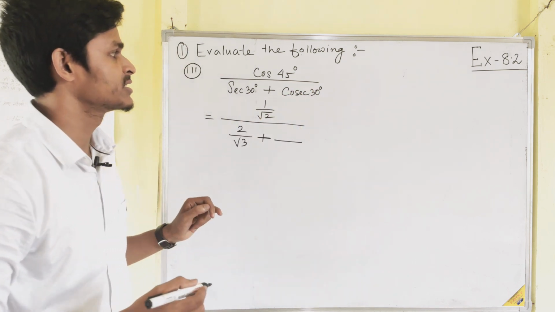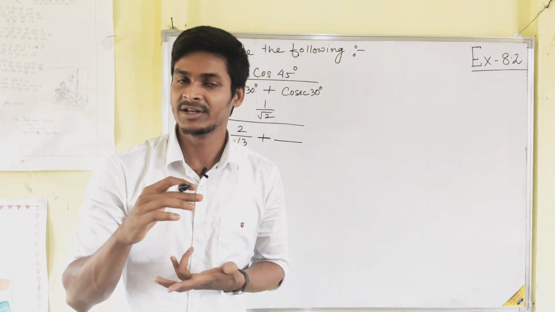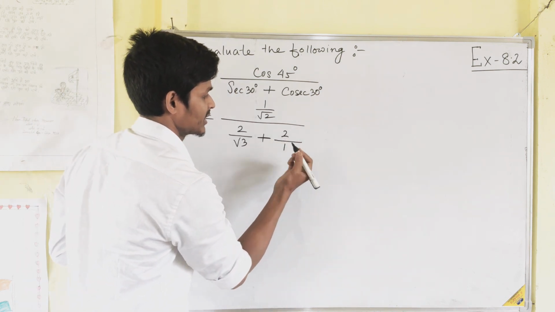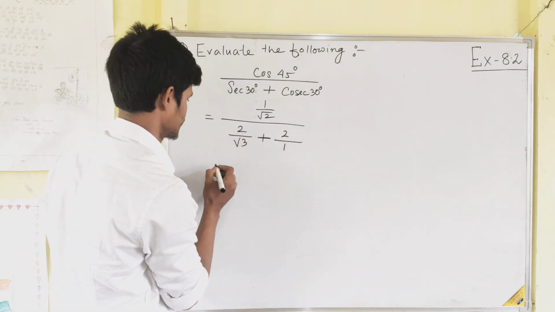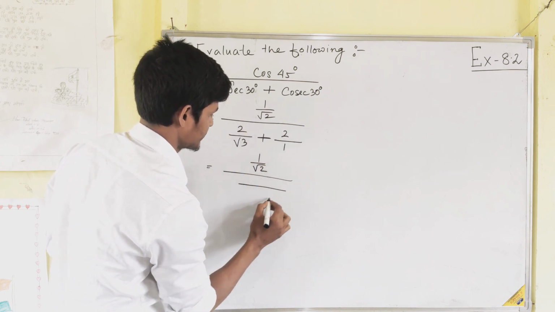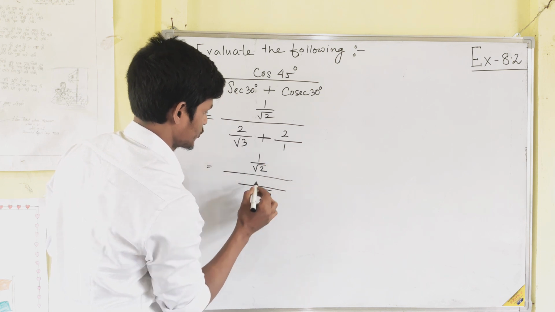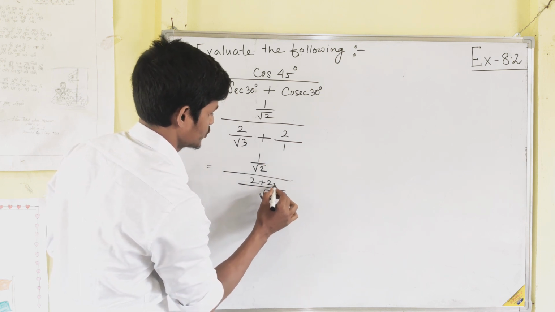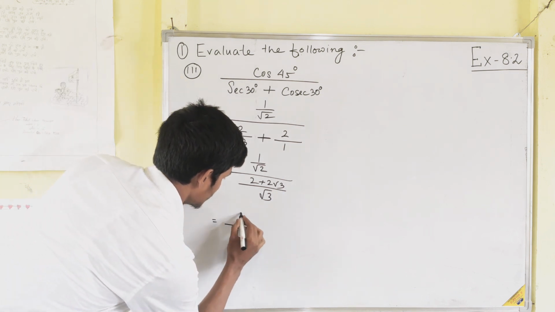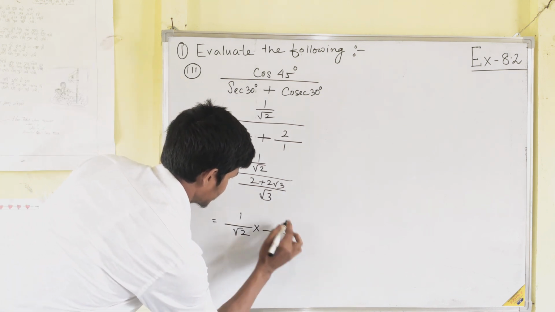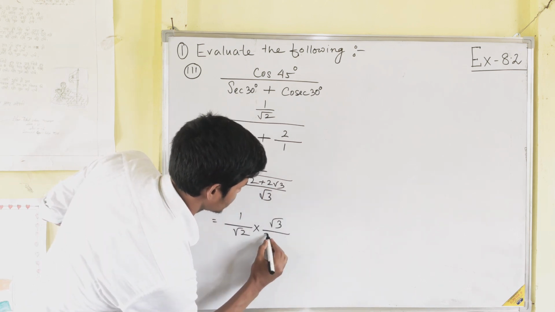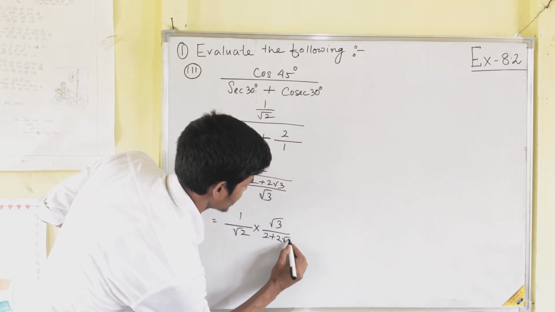cosec 30 degree is the inverse of sin 30 degree. Inverse of sin 30 degree is half. So cosec 30 degree is 2 by 1, that is 2. You can write here 2 also. So now take LCM. 1 by root 2. Here LCM is root 3 and 2 plus 2 root 3. Okay. So now 1 by root 2, and this will go to the numerator. And so 2 plus 2 root 3, you write here 2 plus 2 root 3.